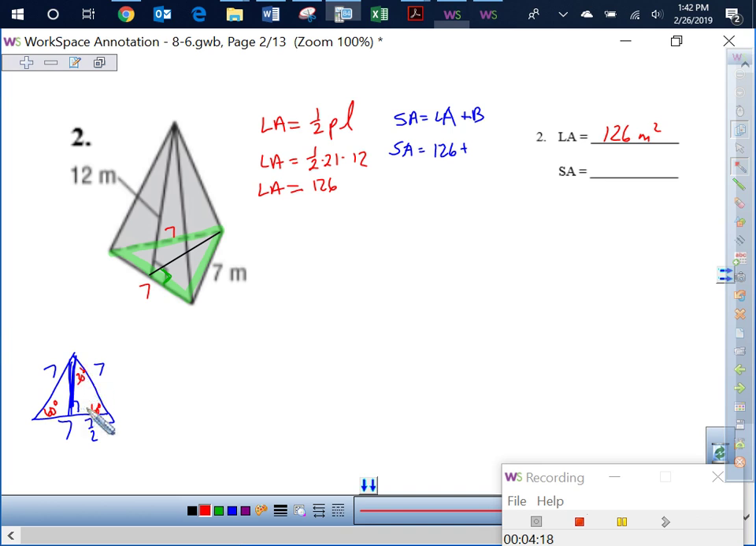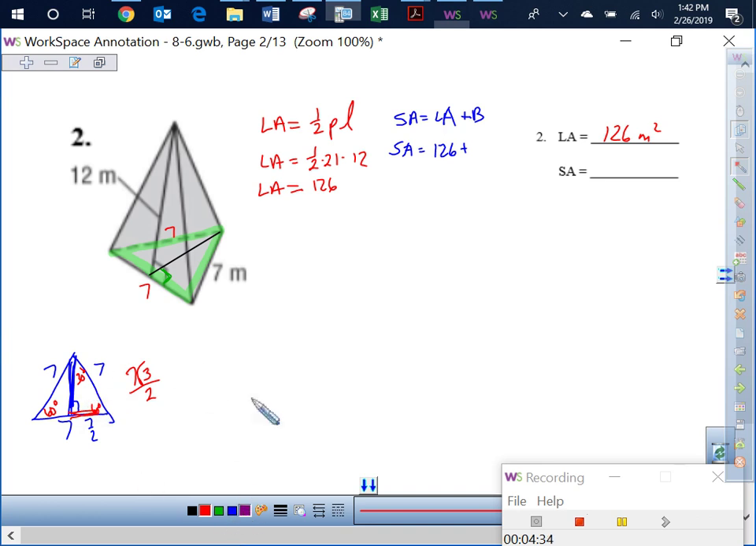So you get a 30, 60, 90 right there. And here's the short leg. It's 7/2. So this long leg right here, you just got to take that times radical 3 and get 7 square roots of 3 all over 2. That's how long that guy is.